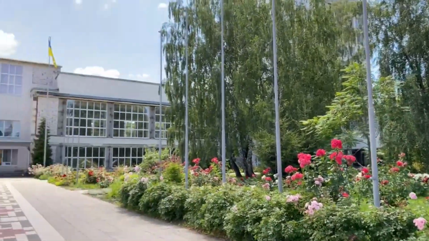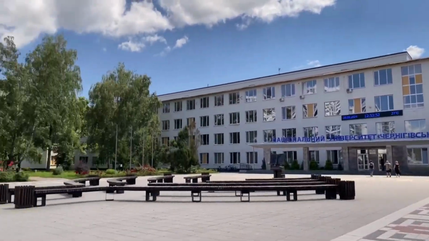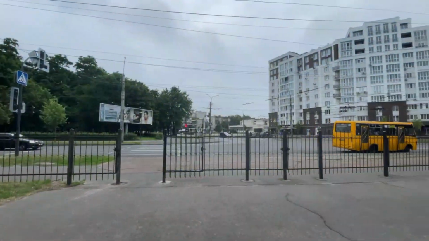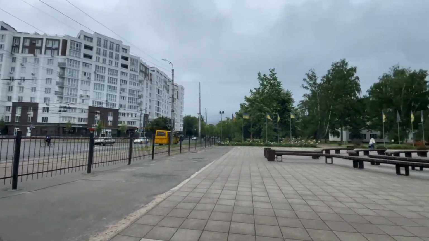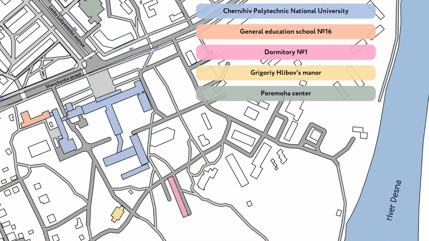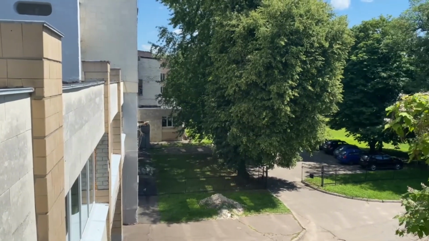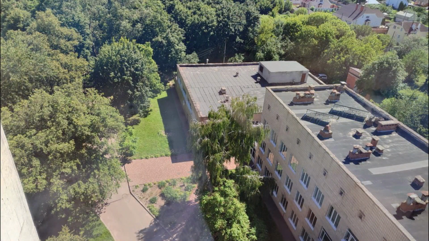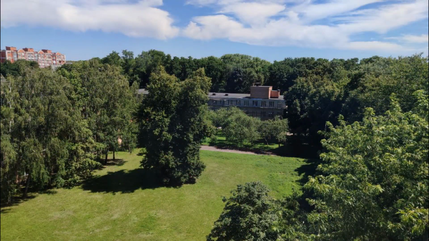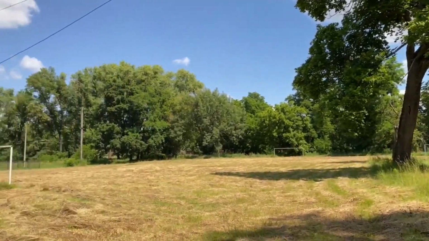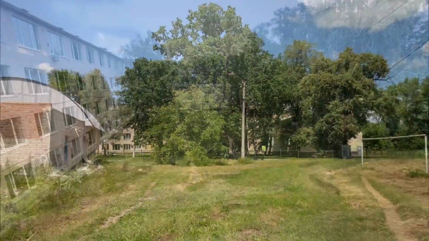The topic of our project is the design of landscaping for the Chernihiv Polytechnic National University. This area is located near the intersection of Shevchenko Street and Levka Lukyanenko Avenue. The university area is quite large, but at the moment it is hardly used. We want to develop a landscaping project for this area to optimize this space.